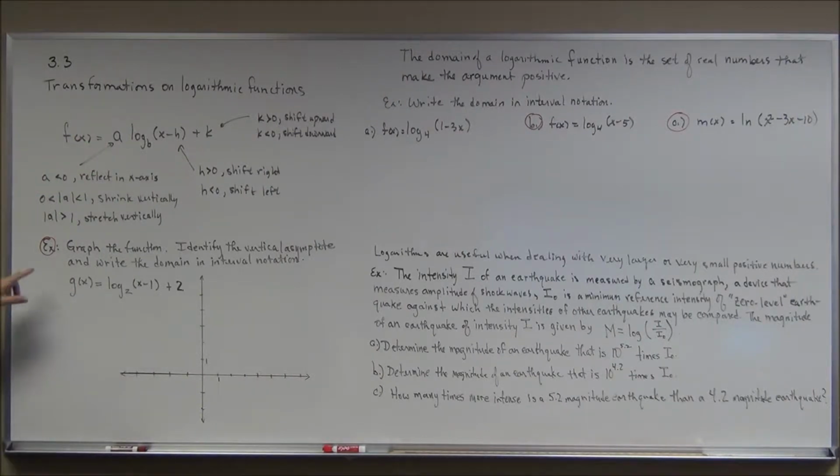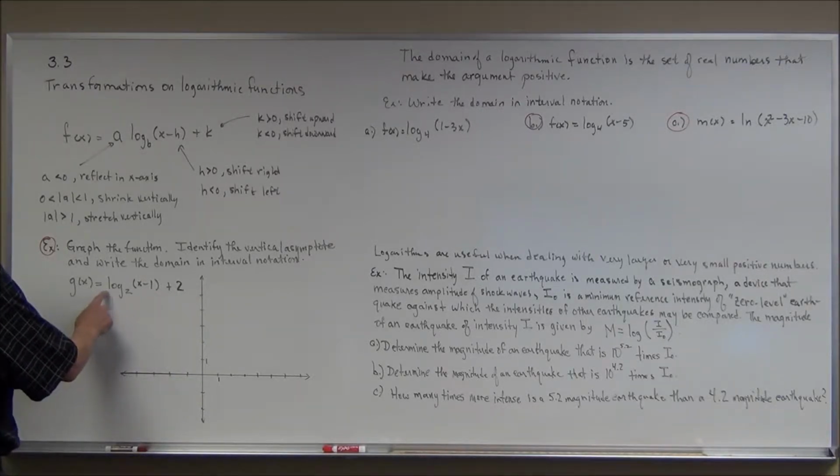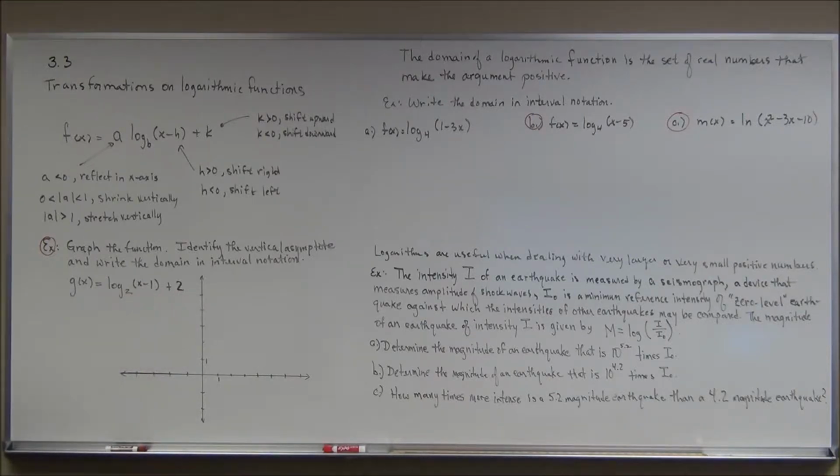So we're going to look at a graph first, and notice here it's circled in red, so this is one right off the review, although I think in the review it had the plus 2 in front, so it was 2 plus this. I just wrote it this way so it would maybe model more of what you might see in the textbook. Graph the function, identify the vertical asymptote, and write the domain in interval notation.